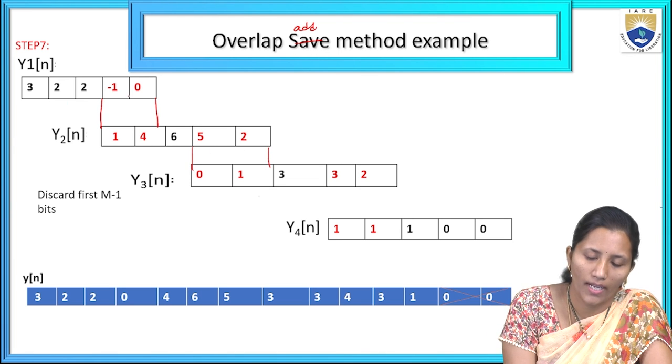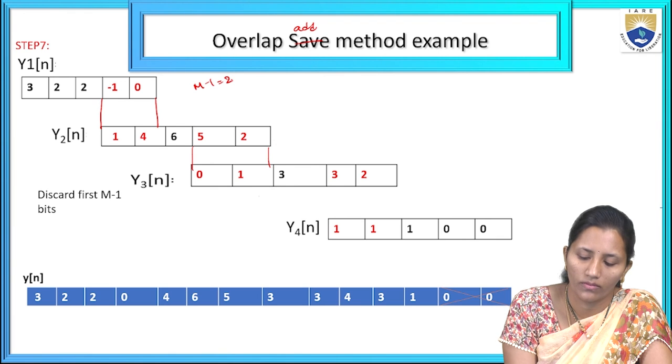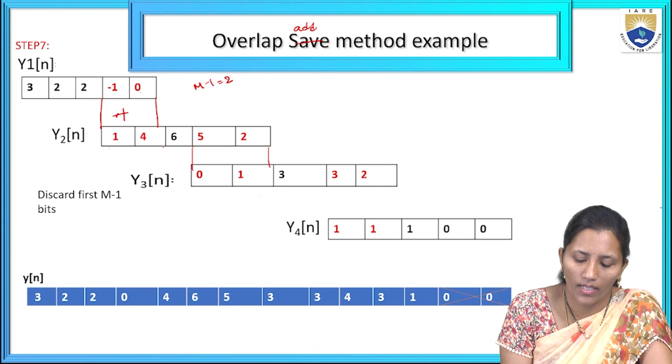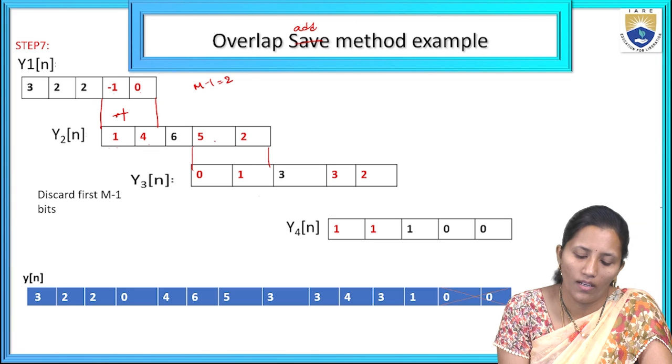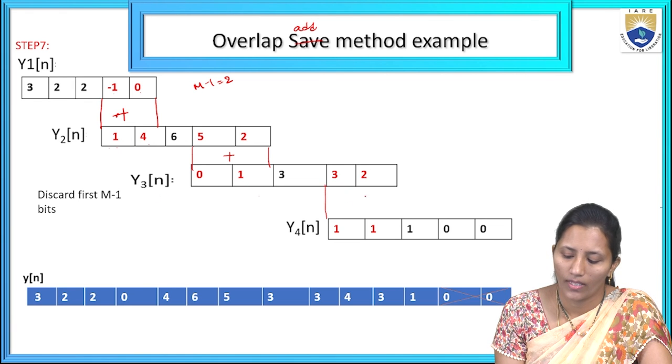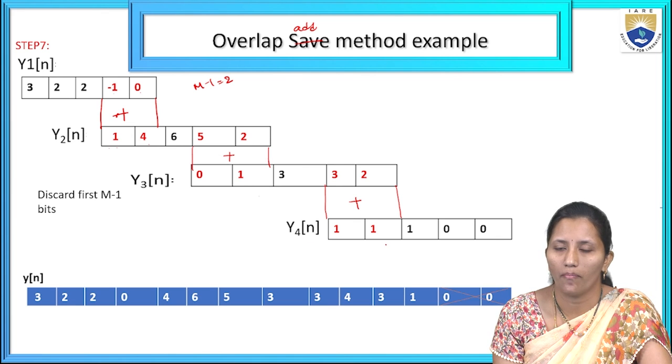The last m minus 1 here is 2. So the last 2 bits of y1 of n, minus 1, 0, will be added with the first m minus 1 bits of y2 of n, so the first bits are 1, 4 here. And the last 2 bits of y2 of n will be added with the first 2 bits of y3 of n. The last 2 bits of y3 of n will be added with the first 2 bits of y4 of n, that is m minus 1 bits.